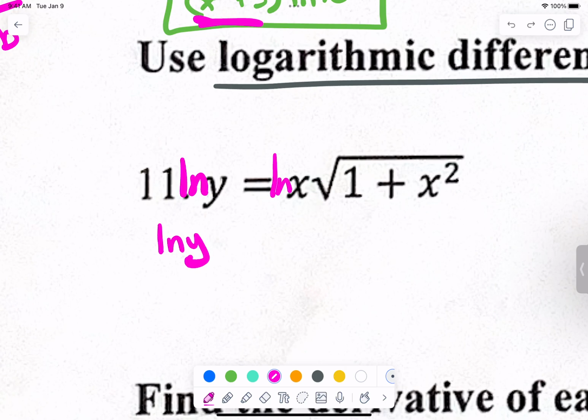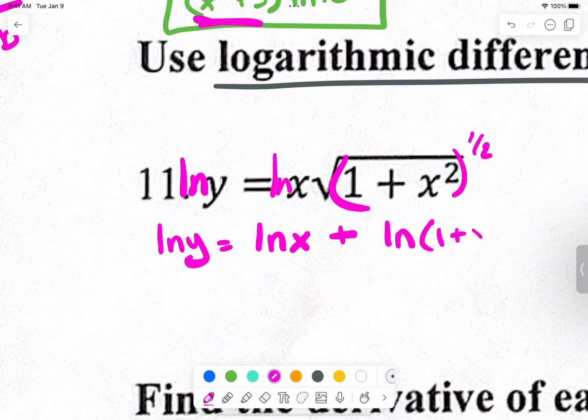Multiply means add. So he will be ln of x plus ln of that stuff. I wrote down a plus. And this guy is this stuff to the 1/2 power, right? So it's like 1 plus x squared to the 1/2 power.